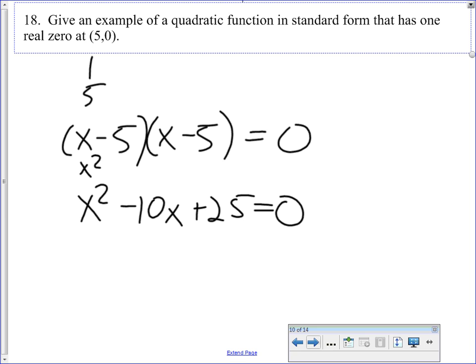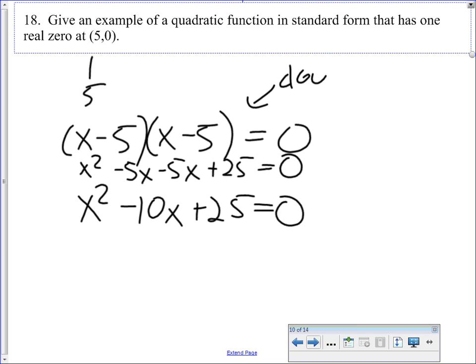And if I lost you there, I'll write out the intermediate step. But we just FOIL that out. Remember that any quadratic is going to have two zeros. So if it only has one, that means it's what's known as a double zero.